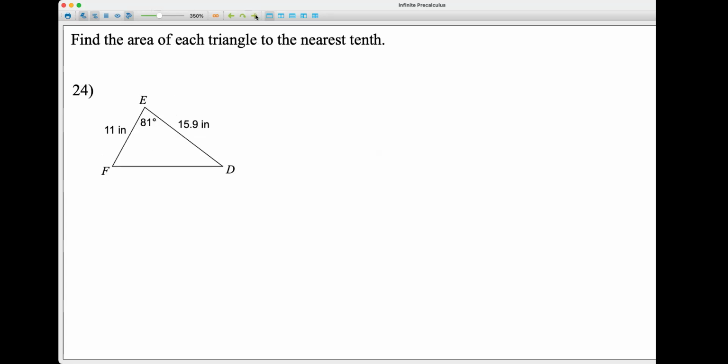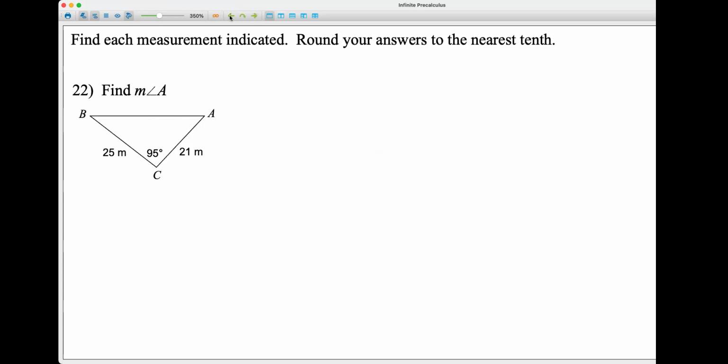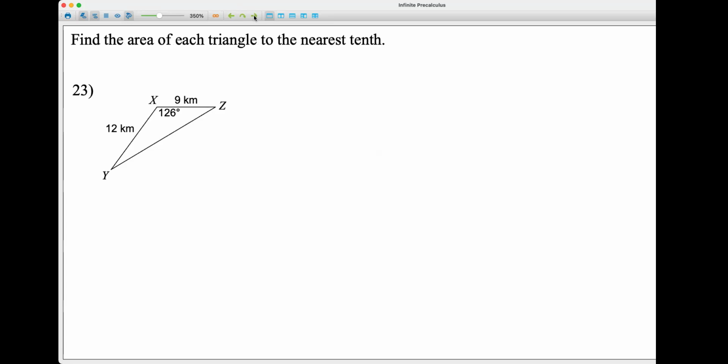All right. Next one. Oh, I'm skipping through this. Area. Hey, this is gonna be a quick test. Find the area of a triangle.